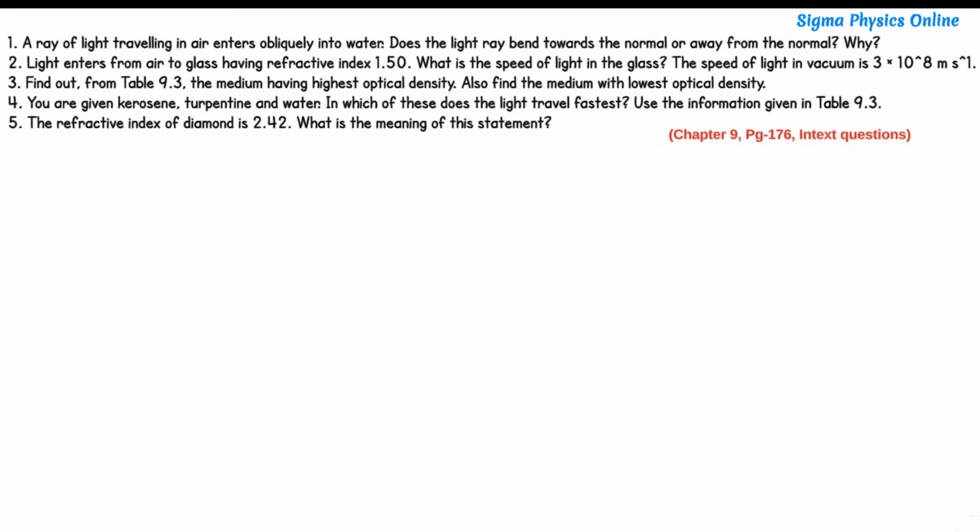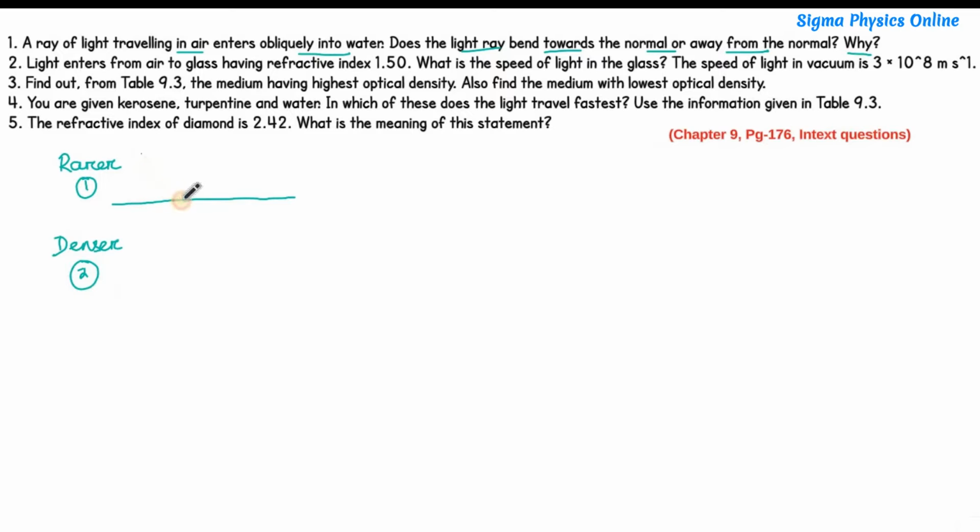So the first question says light is traveling in air, obliquely enters into water. Will the light ray bend towards the normal or away from the normal, and why? Now let's see how the light ray behaves when it changes medium. So let us consider two mediums. Let this be medium 1, which is a rarer medium, and this be a denser medium. So this is medium 1 and this is medium 2.